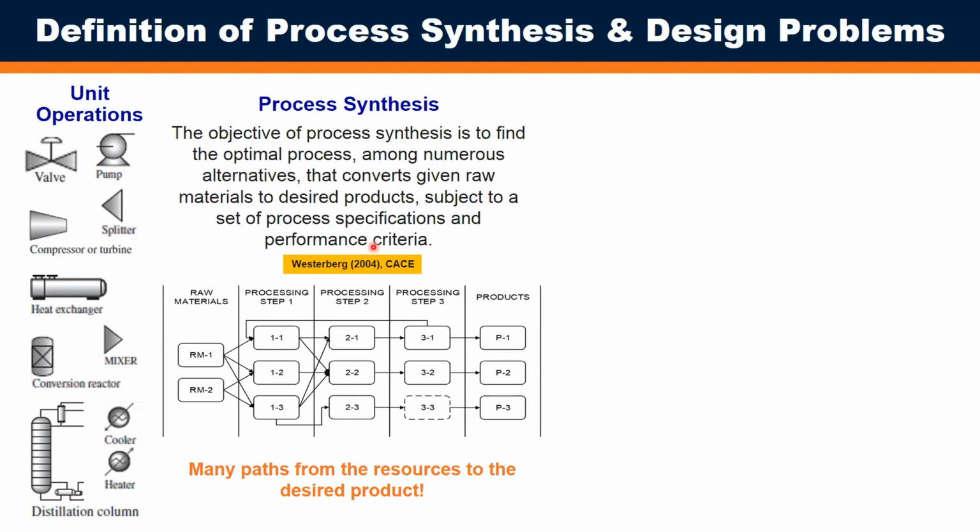There's a lot of different ways that this can be done. So this is just a superstructure here of all the different pathways that could be taken for a set of raw materials to be processed into a set of products. And the synthesis portion is really to identify which of these many pathways is the right one to choose.